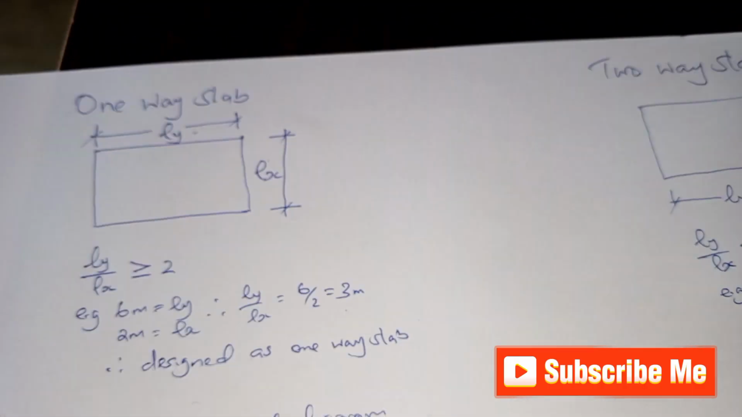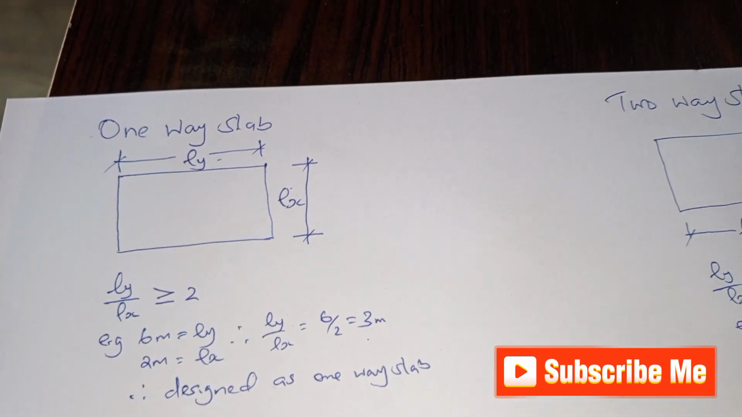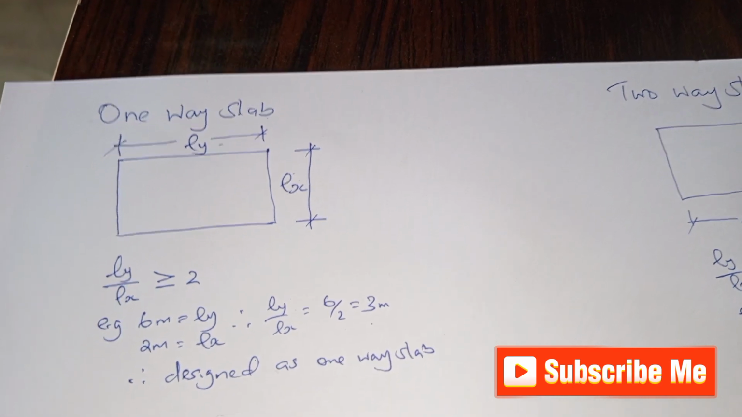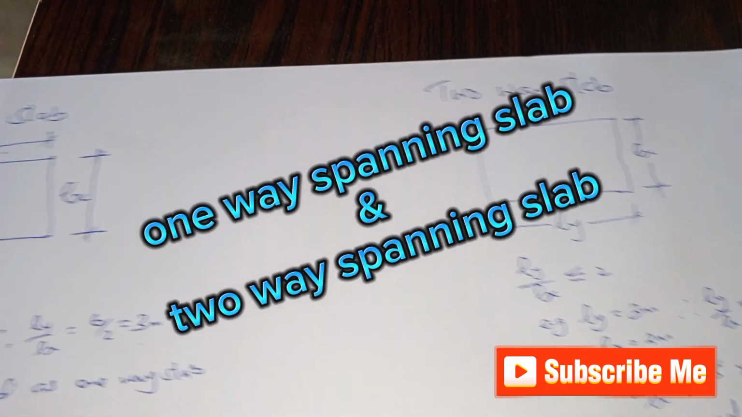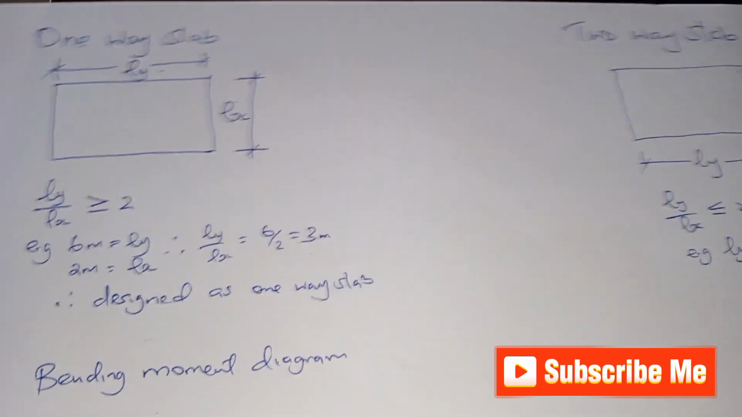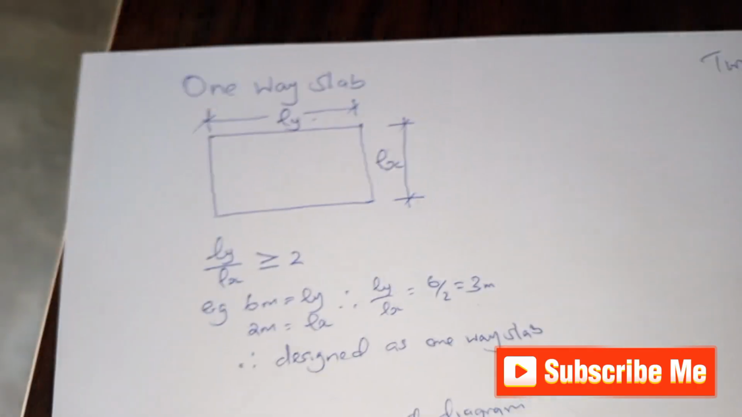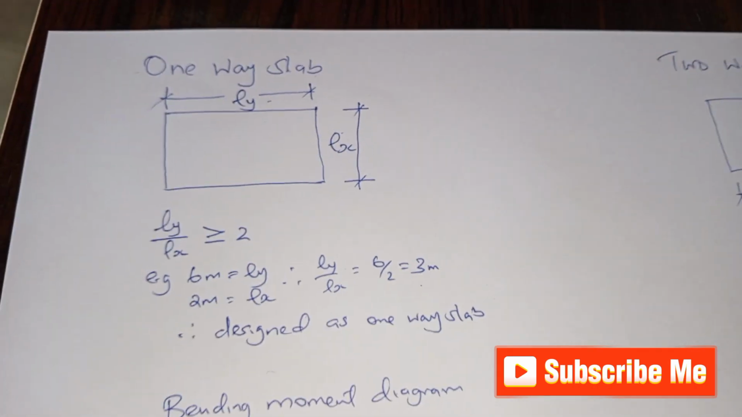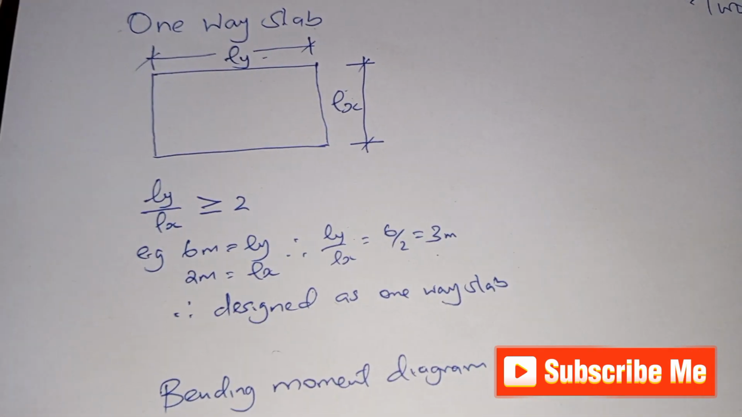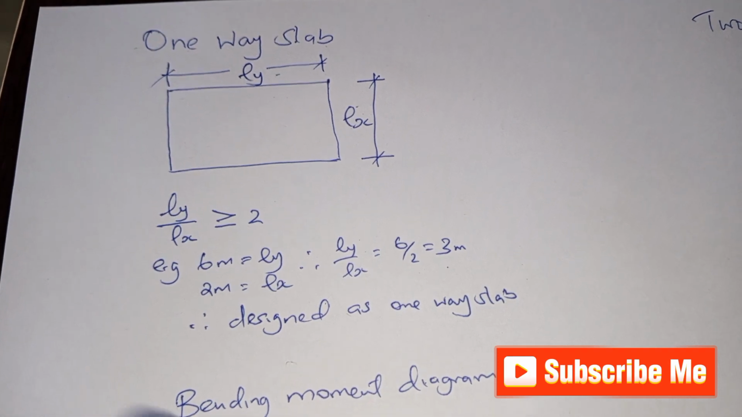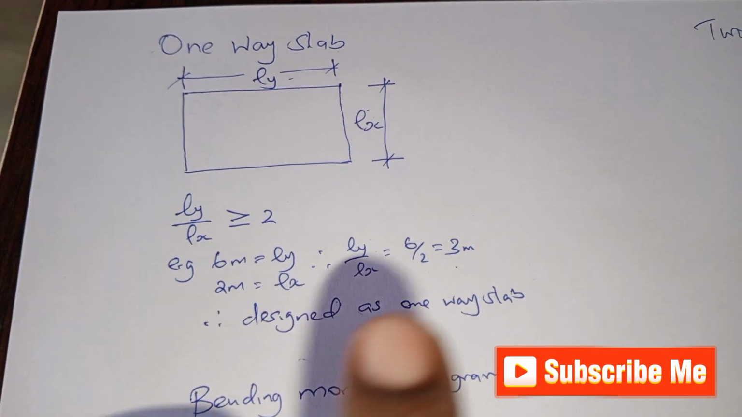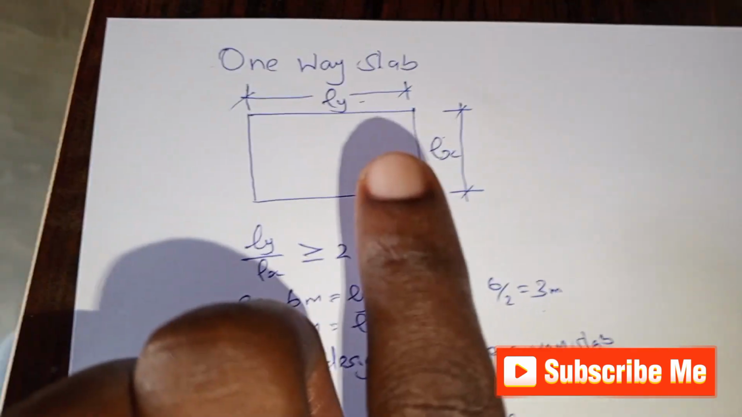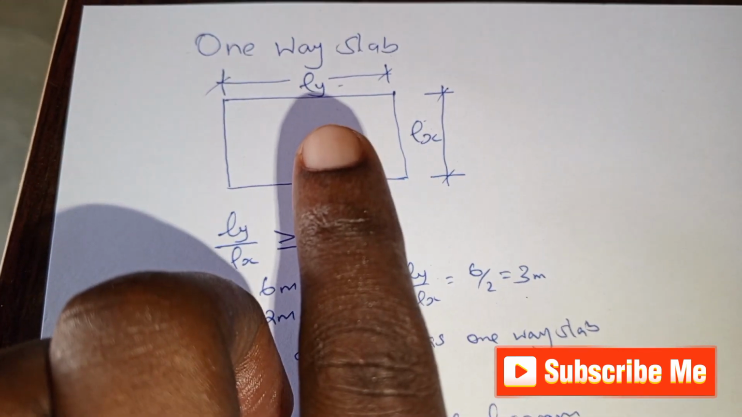Today we are going to familiarize ourselves with the difference, or rather the way we determine a one-way spanning slab and a two-way spanning slab. So let us start with a one-way spanning slab. How do we determine whether the slab is a one-way spanning slab? Let us use our illustration here.